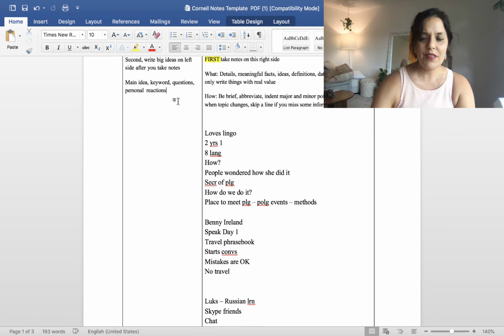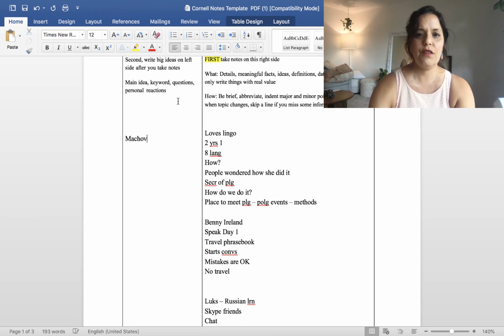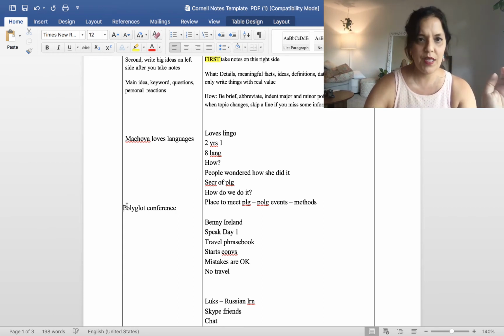So on the left here, I will write Machova loves languages. And I also think it's very important that she talked about the conference or meeting place for polyglots. So I'll write down here, polyglot conference. And I'm going to pull it up a little bit more.